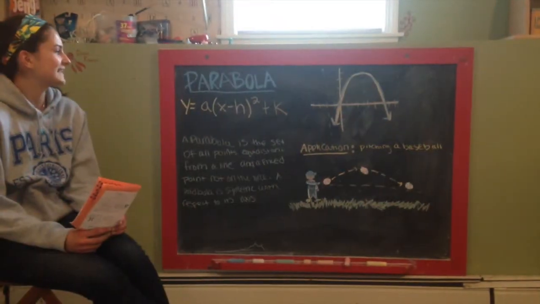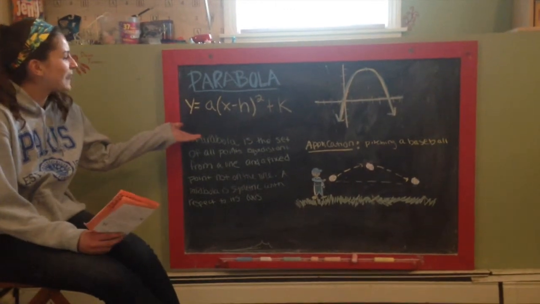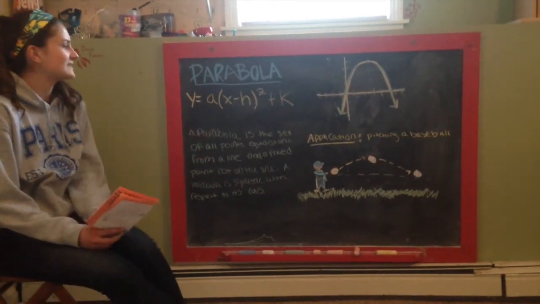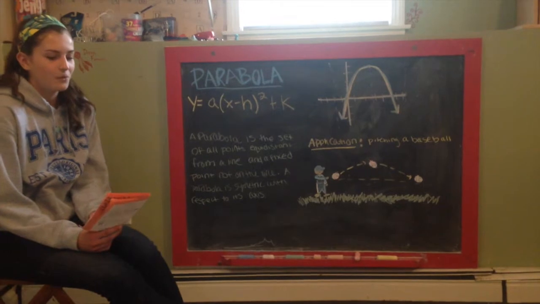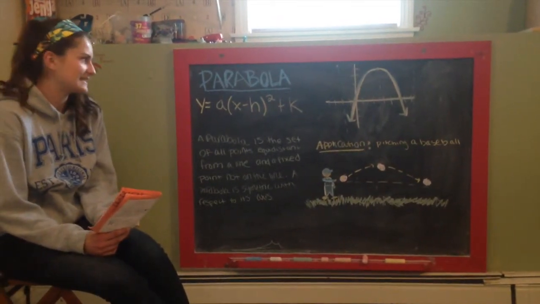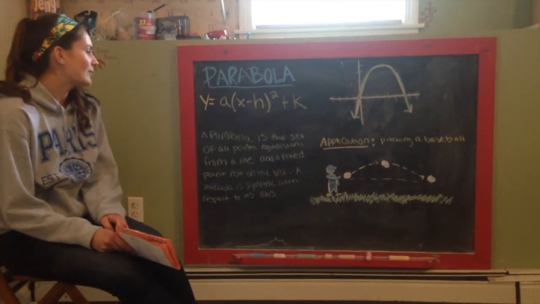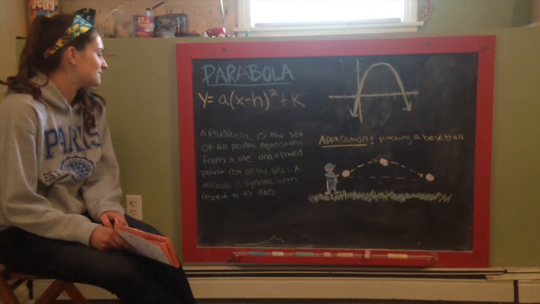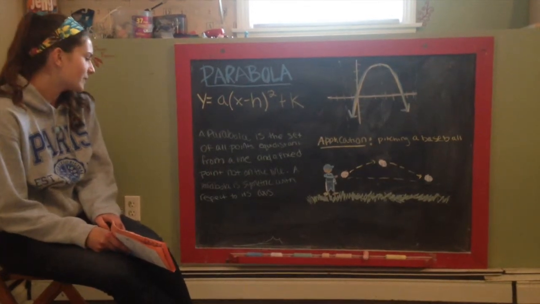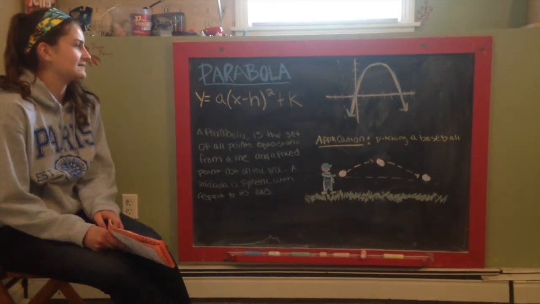The last conic section is a parabola. The equation is y equals a(x minus h) squared plus k, where the vertex is h is x and k is y. A parabola is the set of all points equidistant from a line and a fixed point not on the line. A parabola is symmetric with respect to its axis.